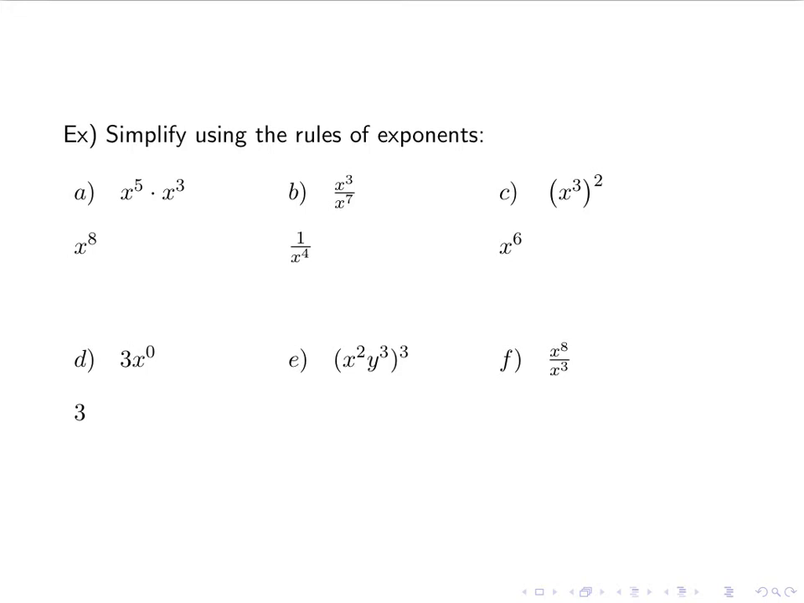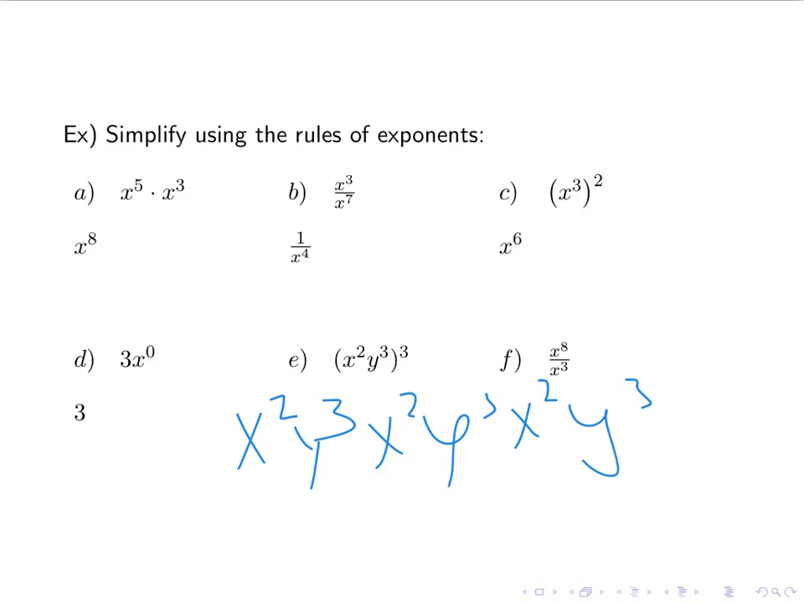For the next one, I have x squared y cubed, all cubed. So now we have to remember that multiplication is commutative. If I wanted to do this out by definition, it would be x squared y cubed times x squared y cubed times x squared y cubed. But I can multiply in any order, so I'm going to put all my x's together.